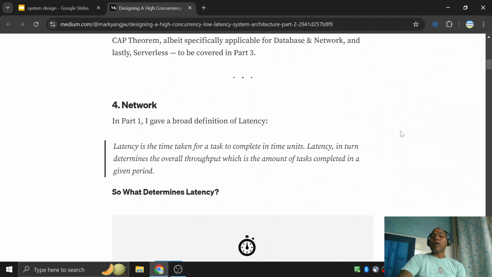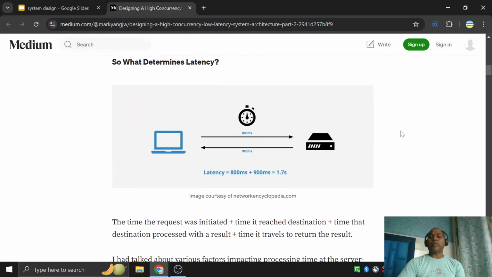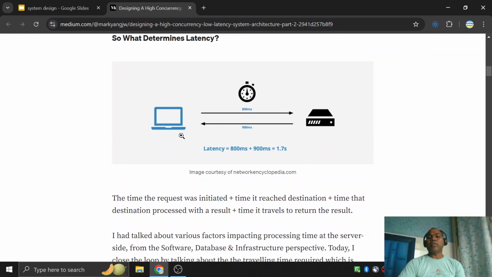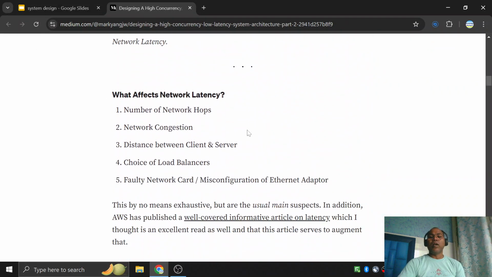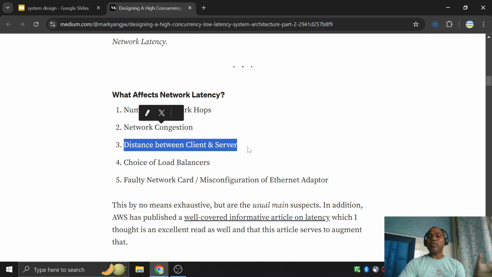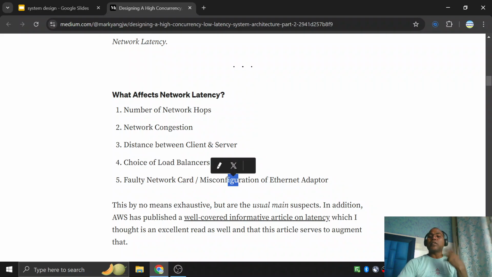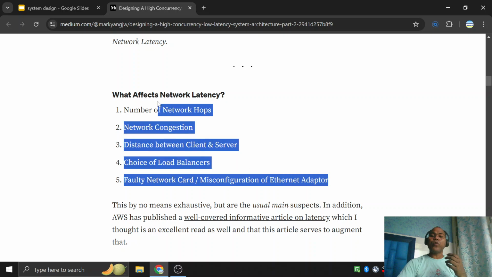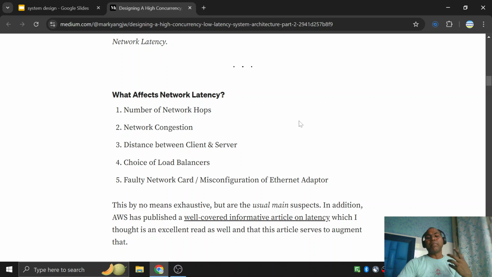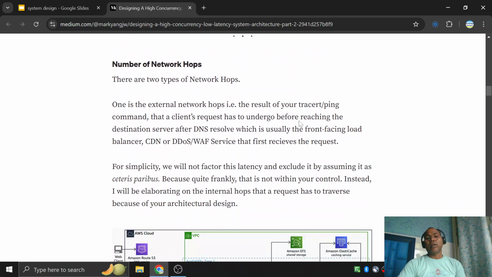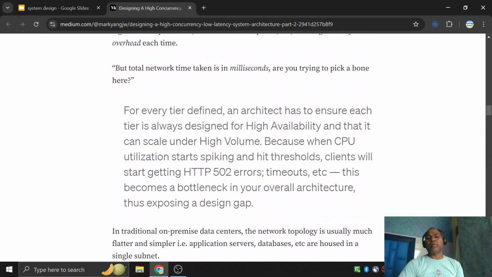Lots of our networks people mention, hey, what about network level latency, how do we calculate it, how is it possible? For network level latency, we have to figure out the number of hops, network congestion, distance between the client and server, choice of load balancer, maybe a faulty network card, or misconfiguration of your Ethernet card. So lots of pointers we have to think about that might cause delay or response in your latency, right? So maybe the number of hops you can decide. Lots of hop changes happen.